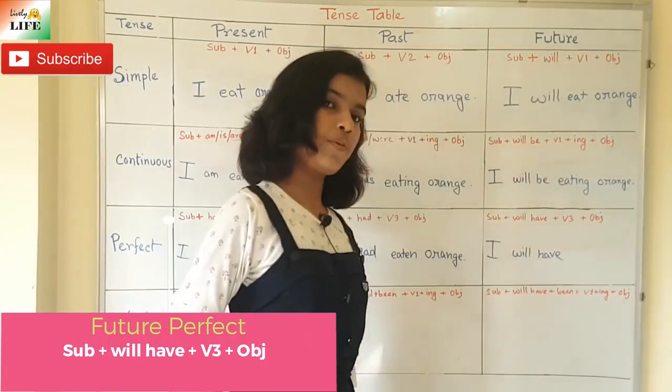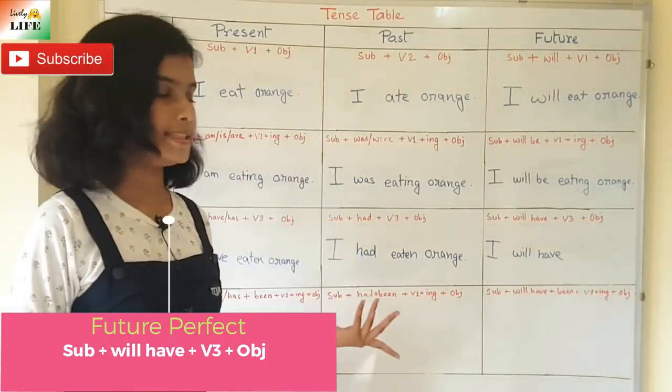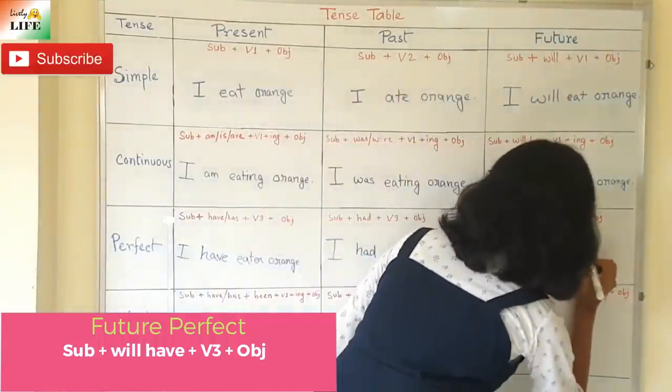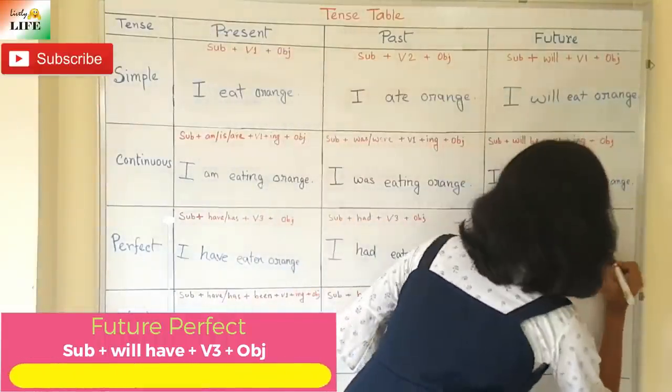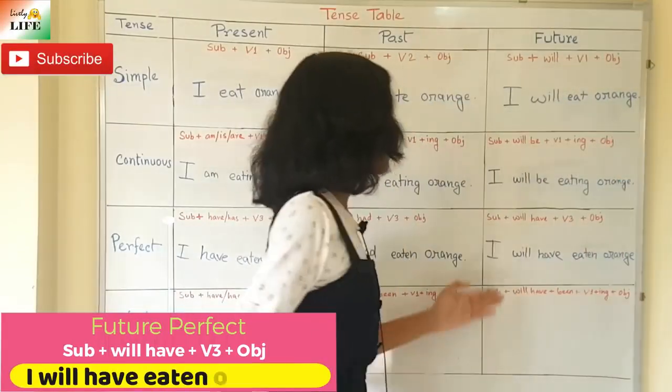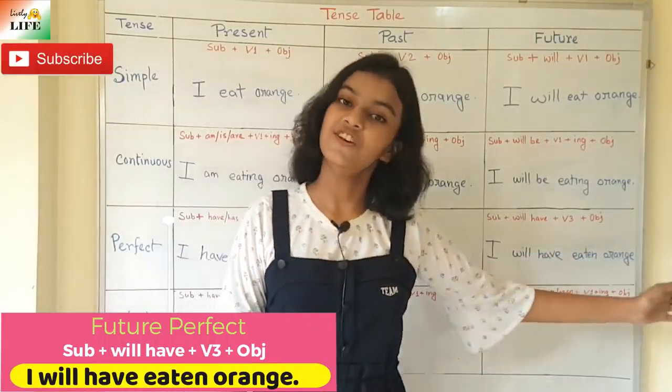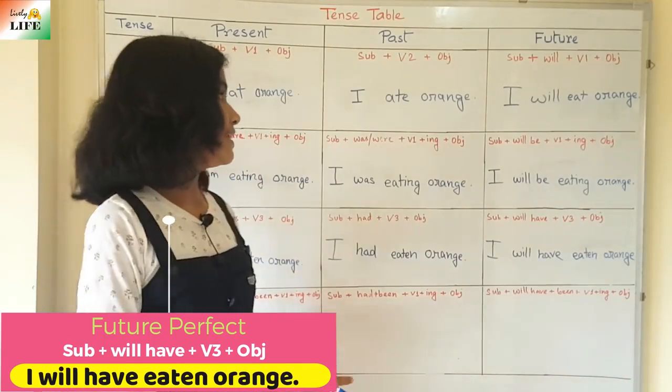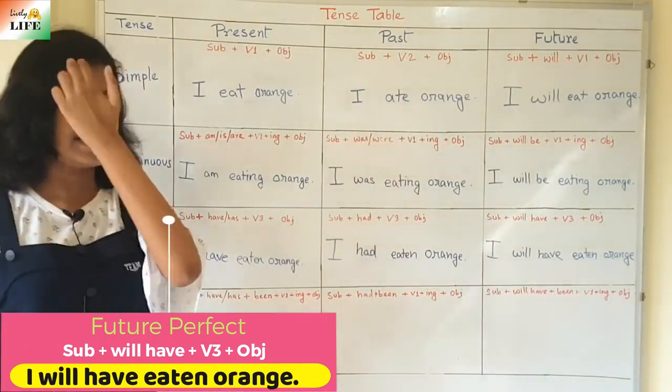Then the third form of verb. So it's eaten orange. I will have eaten orange. So this is in future perfect tense.